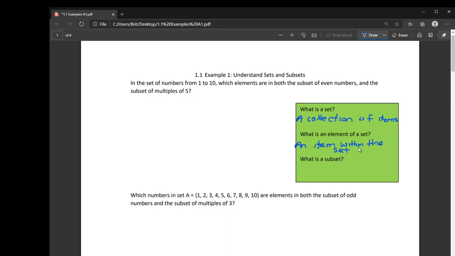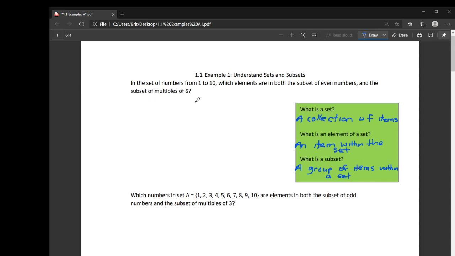Now, a subset is a group of items that are within the set. So with my example with the bowl of fruit, for example, it could be all of my citrus fruits. Or it could be all of my apples, for example. So a subset is just a group within the set.